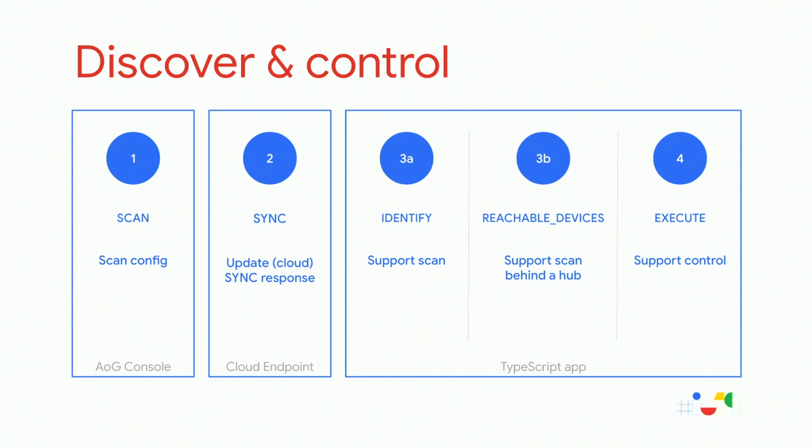So to recap, what you need to do as a developer to develop your local smart home app that will run on a Google Home device are these steps. You'll tell the Google Home how to find your device on a user's local network via the Actions on Google console. You'll update the sync response with a hint to establish this local path, and you'll write an app that will handle identify and execute intents and optionally a reachable devices intent.